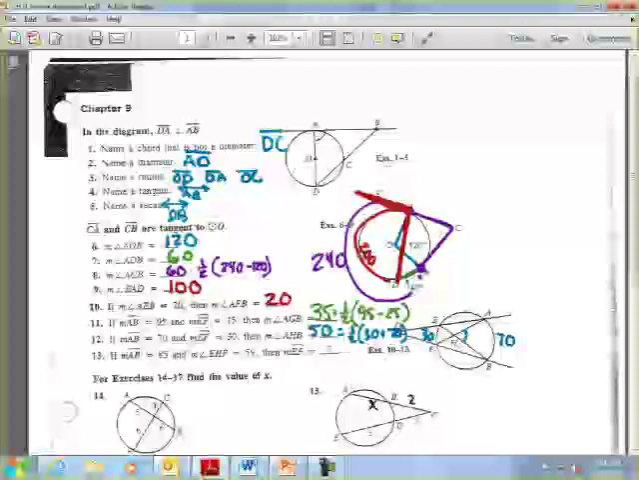If it is a central angle, if the vertex is at the center, it is equal to the arc. But if the vertex is somewhere else inside of the circle but not at the center, then it's half the sum of the two arcs, or the average of the two arcs. Questions on that?